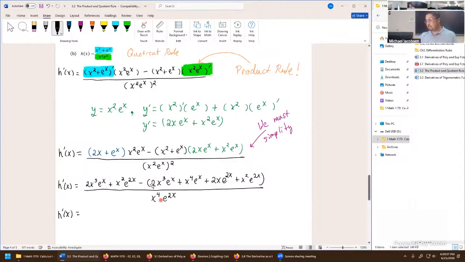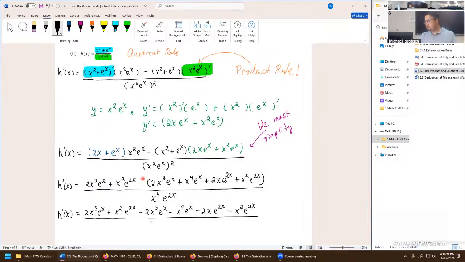So next step, I'm going to copy to this point here, then distribute the negative sign. We have so far 2x cubed e to the x plus x squared e to the power 2x. Now here's the distribution step. Minus 2x cubed e to the x minus x power 4 e to the x minus 2x e to the 2x minus x squared e to the 2x. Okay, so that's the distribution of the negative sign, all of which is divided by x power 4 e to the 2x. And then we just keep on going from here.